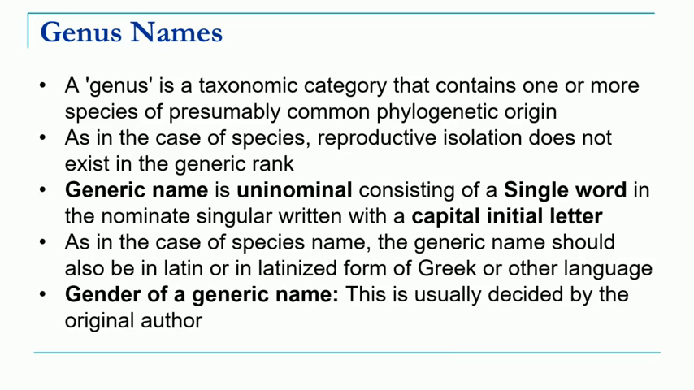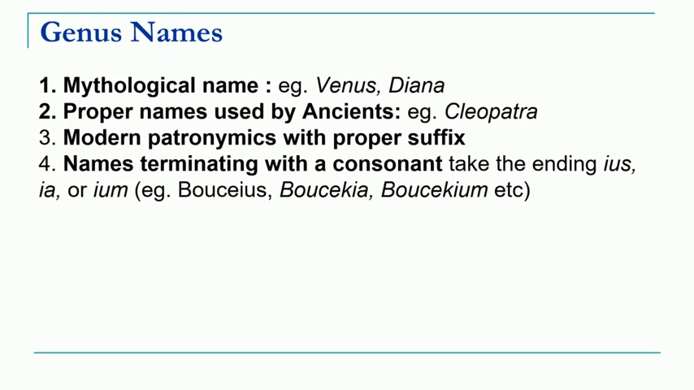Then the gender of a generic name is decided by the original author. So there are different types of generic name or the genus name. It can be based on mythological names like Venus, Diana, sometimes proper names used by the ancients like Cleopatra. Then there are some modern patronymics with proper suffix.